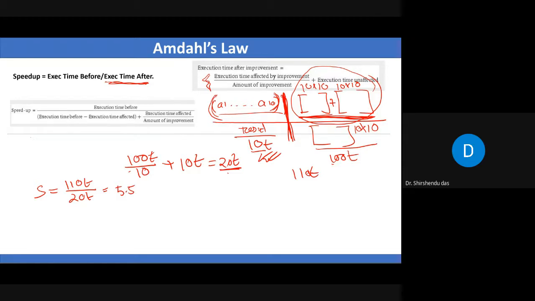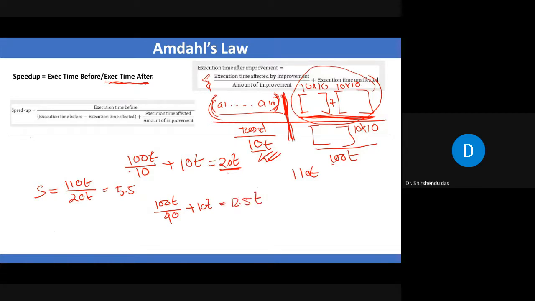So now assume that I have 40 cores, not 10 cores. I have 40 cores, and now I want to divide the right side into all the 40 cores. And now let me check the speed up. So in that case, again it will be 100t, but now divided by 40 and plus 10t. So it will be 12.5t.